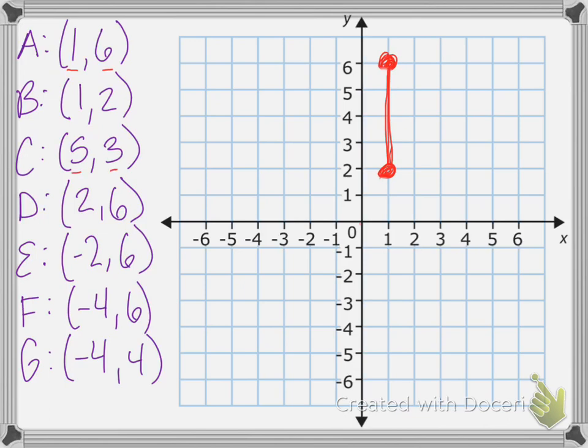Okay, next one, (5, 3). 5. So 1, 2, 3, 4, 5. Up 3. 1, 2, 3. Right there. Okay, next one, (2, 6). Over 1, 2. Up 6. Oh, I forgot to connect these lines here and like that. Okay, the next one is (-2, 6). So we go over 1, 2 to the left, because that's negative, and then up 6. 1, 2, 3, 4, 5, 6.